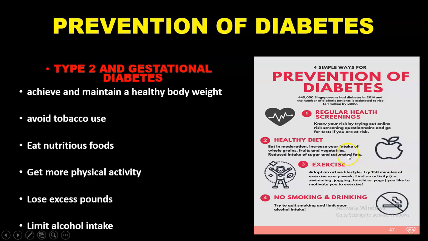So this picture is talking about 4 simple ways for prevention of diabetes. So regular health screenings, healthy diet, exercise, no smoking and drinking. You try to quit smoking and limit your alcohol intake. So we've already talked about all of them.